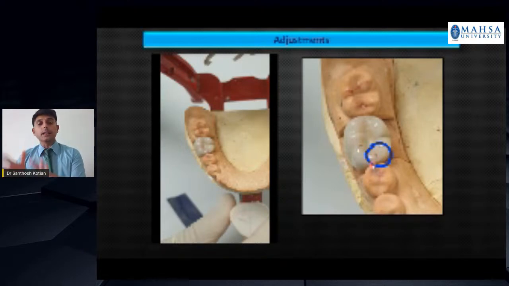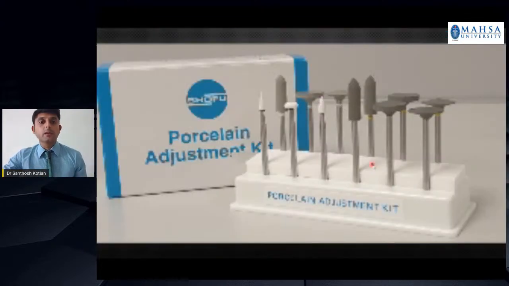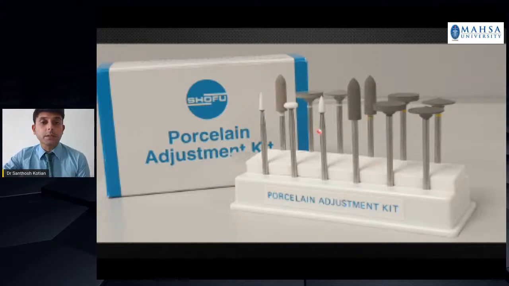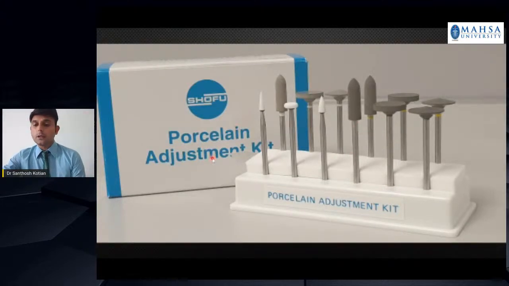Once you eliminate the centric interferences, only then check for eccentric interferences. You can use the blue side of the articulating paper, and now you can ask the patient to do the eccentric movements. Once you're done with all the trimming, you can use the porcelain adjustment kit to do the finishing and polishing. This is the Shofu porcelain adjustment kit that we use. The white stones are used for finishing, and then the rubber points are used for pre-polishing and final polishing of the crowns.